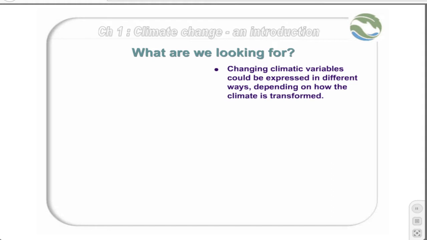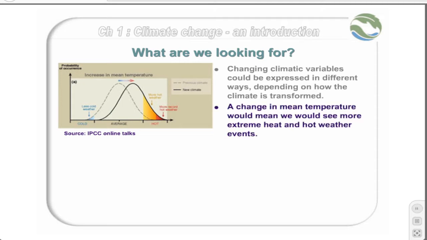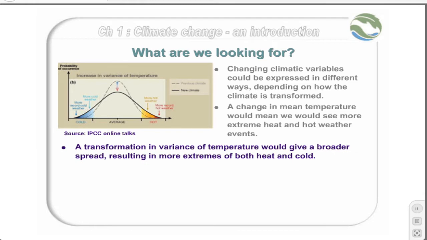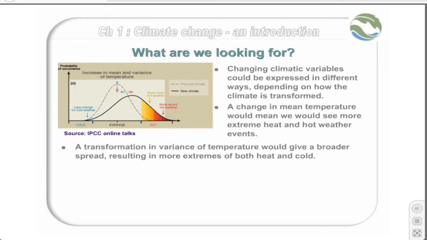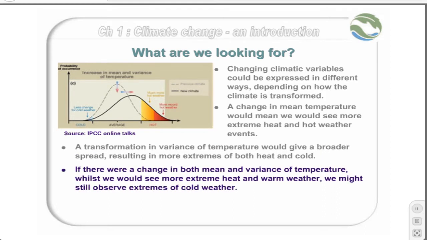Changing climatic variables could be expressed in different ways, depending on how the climate is transformed. A change in mean temperature, for instance, would mean we would see more extreme heat and more hot weather events, as shown on the right of the first graph. It would also be accompanied by a gradual decrease in cool weather. A transformation in variance of temperature, on the other hand, would give a broader spread, resulting in more extremes of both heat and cold. If there were a change in both mean and variance of temperature, whilst we would see more extreme heat and more warm weather, we might still observe extremes of cold weather.